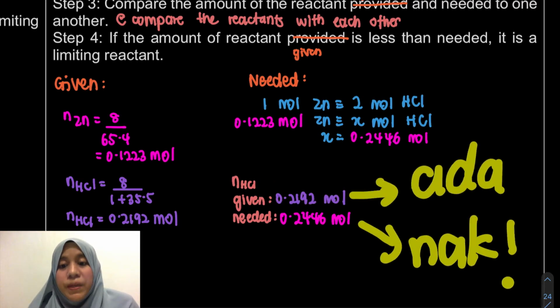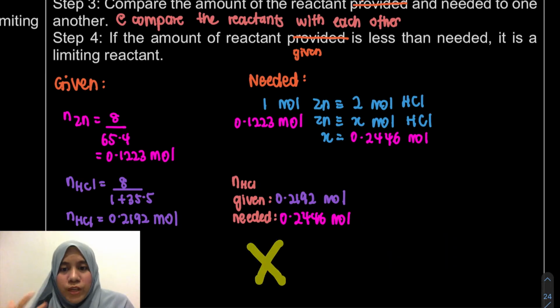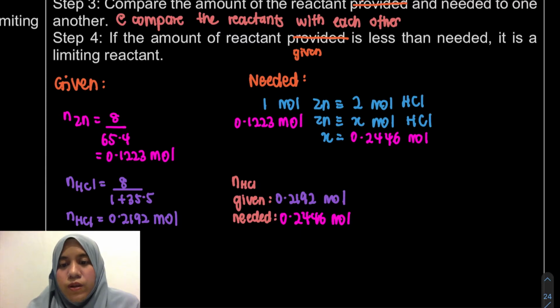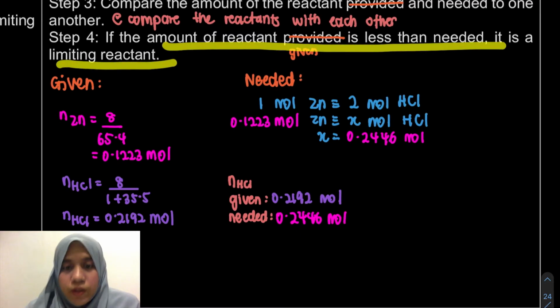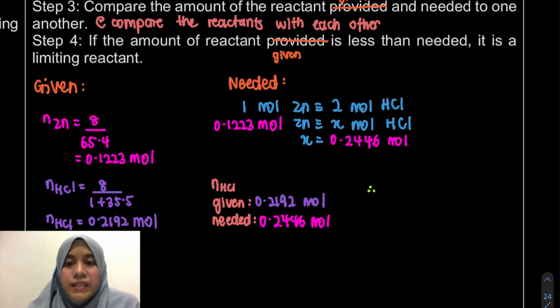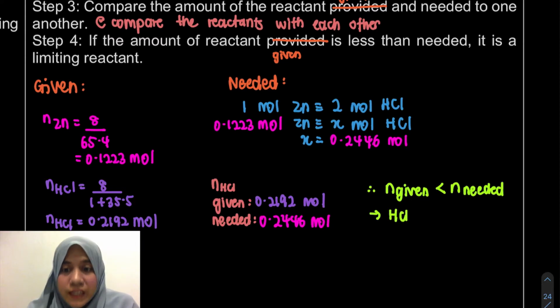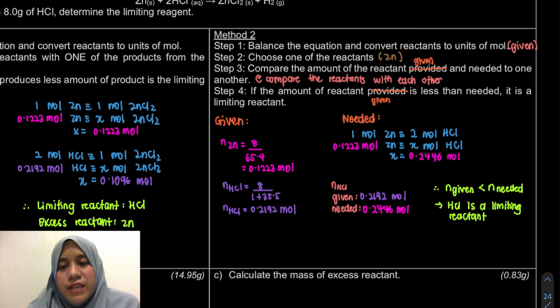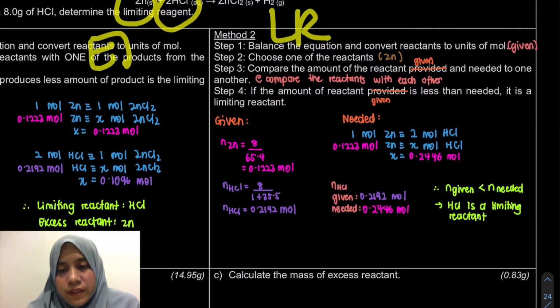Okay, given tu apa yang ada. Needed tu apa yang kita nak untuk buat eksperimen ni lah. Okay, so kali ni bila kita tengok, yang needed tu is not enough. So, bila dia tak cukup, less than needed is actually our limiting reactant. Okay, so yang ini Miss simplifykan. Kalau given tu is less than needed, apa yang kita ada tu is kurang daripada apa yang kita nak, is actually our limiting reactant. So, dalam kes ni, HCl is a limiting reactant.